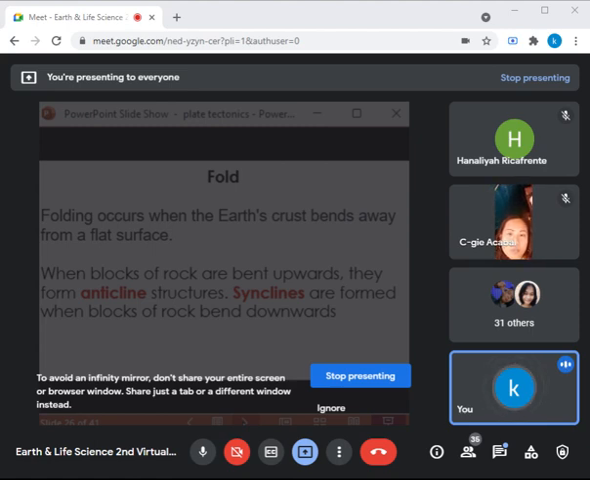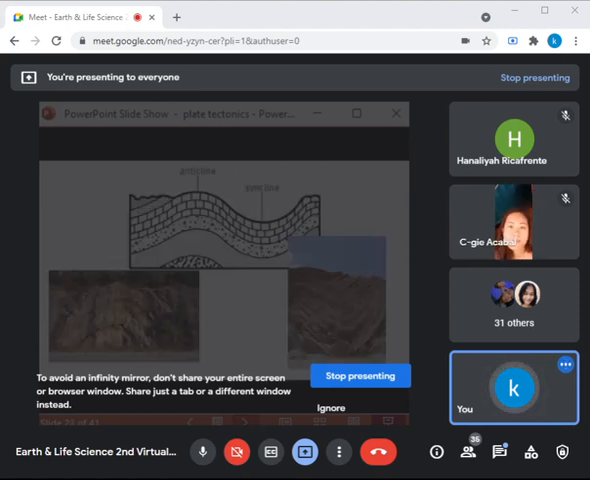So folding, okay, as you can see on the screen, occurs when the Earth's crust bends away from a flat surface. So mura siyang mubawog. So naa tay tulo ka klase nga fold. You have the anticline, syncline, and monocline. So when blocks of rock are bent upwards, mo-bend siya paingon sa taas, that's called anticline. Kung mo-bend siya paingon sa ilalom, gitawag nato na siya og syncline. So mao ni siya example og anticline and syncline.